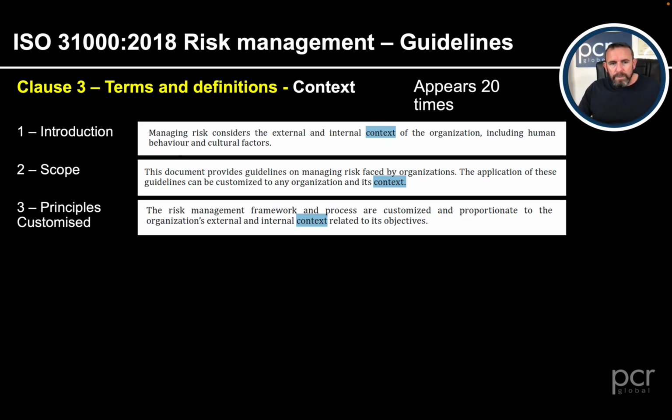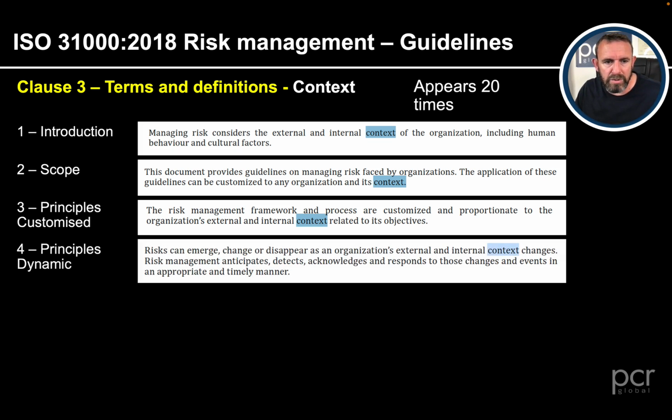Third, we've got principles, and this part of the principles is customised. There's 8 principles, but when we look at customisation, the risk management framework and process are customised and proportionate to the organisation's external and internal context. So this is referencing the frameworks. We must apply that framework based on the situation, like we said just now, the situation, which is the context, internal and external.